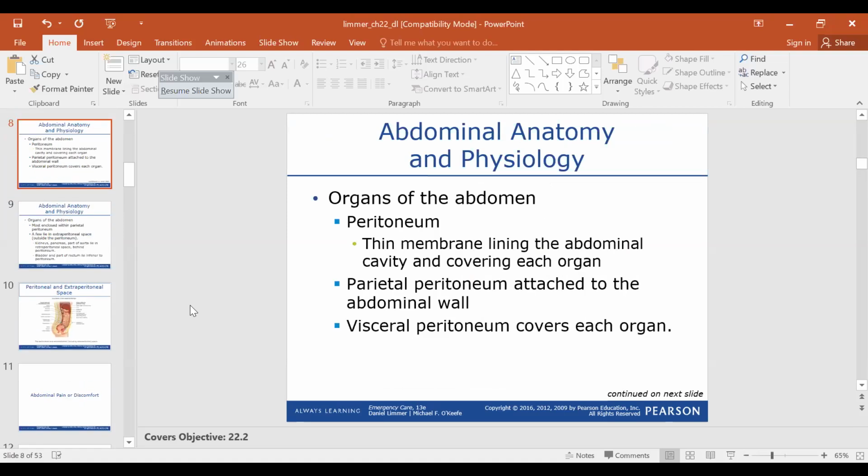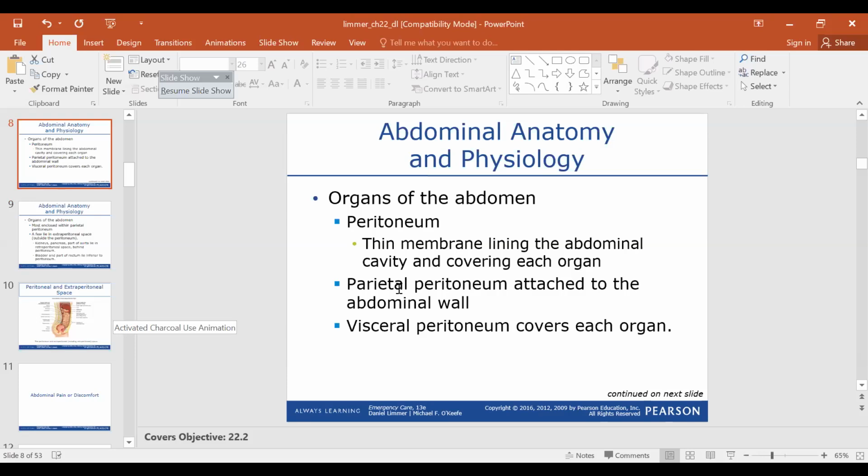So you have the parietal peritoneum and the visceral peritoneum. So the other example that I use as far as membranes is the membrane of the lungs. For those that don't remember, that one is called the pleura. So the membrane that covers the organs in your abdomen and your stomach itself is called the peritoneum. All right. The membrane that covers the lungs is called the pleura.